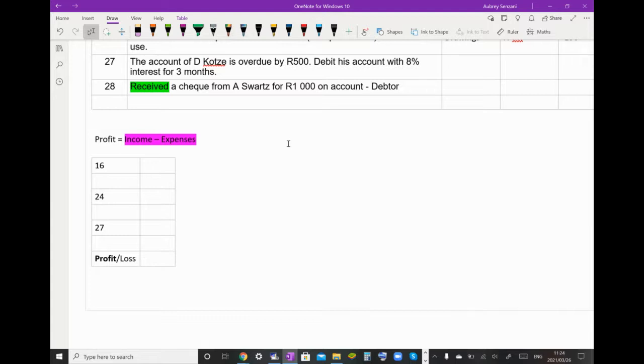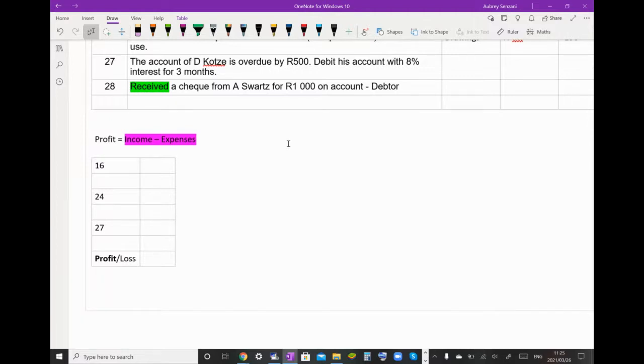Anybody else have some thoughts? Agree, disagree? No other suggestions. All right, well, both those suggestions are right. The fact that it's overdue means that he owed us, so it has to be debtors control. And then obviously we're charging him interest, so that's income for us. We're not being charged, we are charging it.